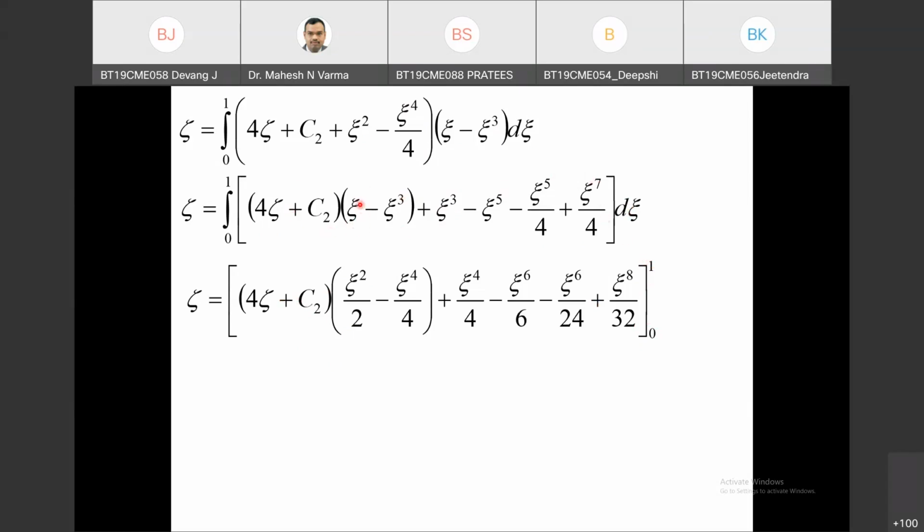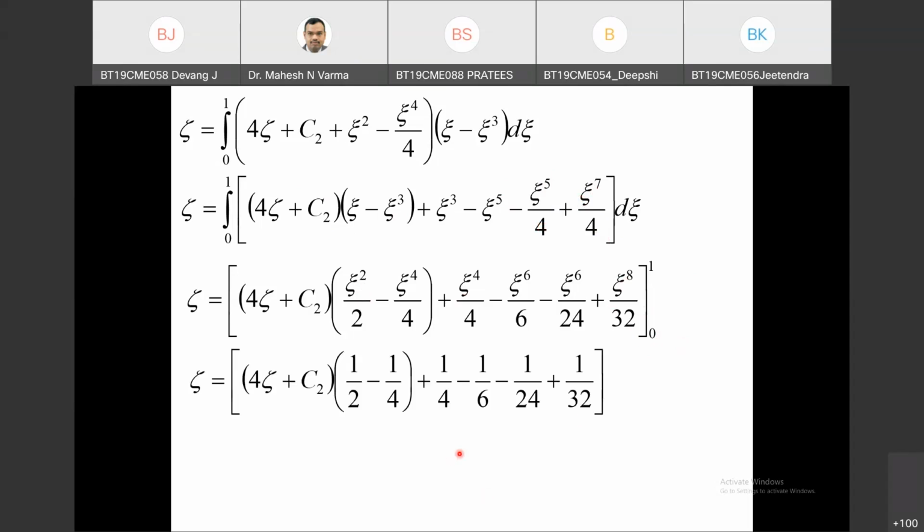Integration of this will be epsilon square by 4. This will be epsilon raised to 4 by 4. This will be epsilon raised to 4 by 4. This will be epsilon raised to 6 by 6. This will be epsilon raised to 6 by 6 into 4, that is 24. This will be epsilon raised to 8 by 8 into 4, that is 32. And put epsilon 0 and 1. Integrate between 0 and 1.